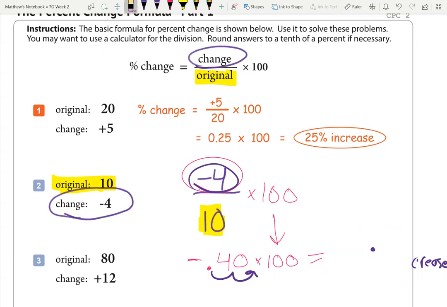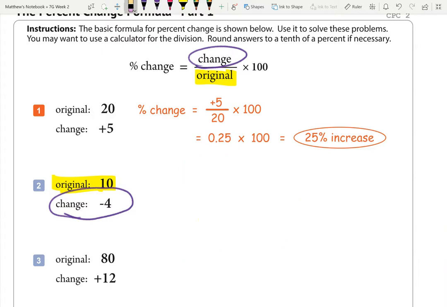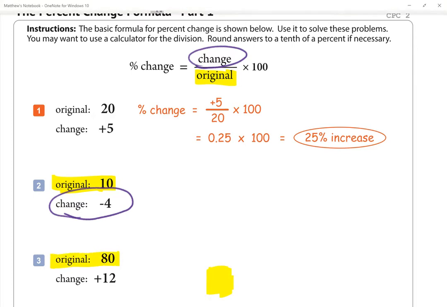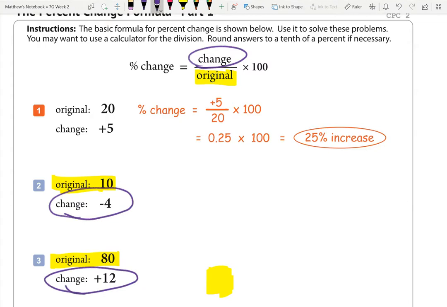All right, we'll do one more together since you guys are sticking with me here. Okay, so again, I'm gonna highlight my original, 80. I know it needs to go on the bottom. And then I'm gonna circle my change, which has to go on top here. So I'm gonna have +12. I might even write the plus here just so I know it's not negative. And then I'm gonna write my 80 on the bottom.